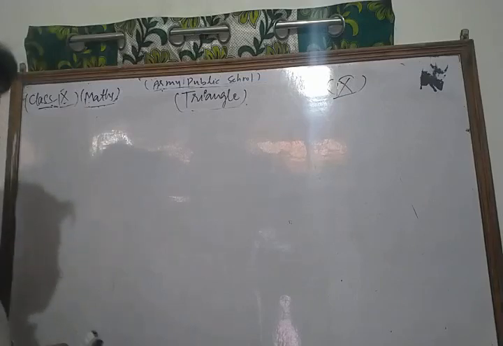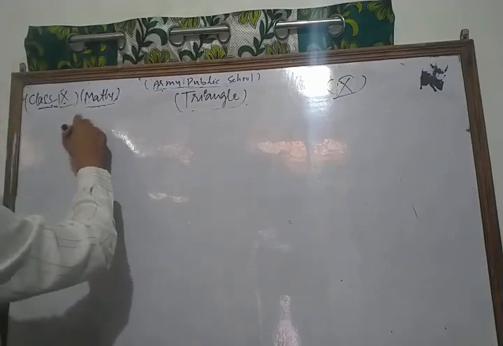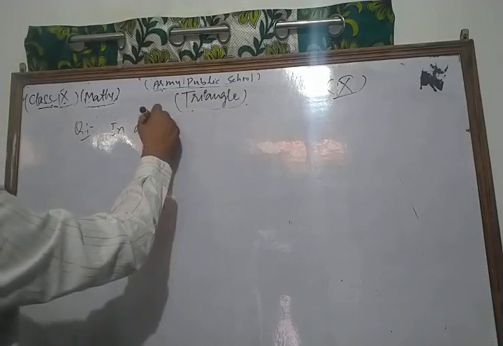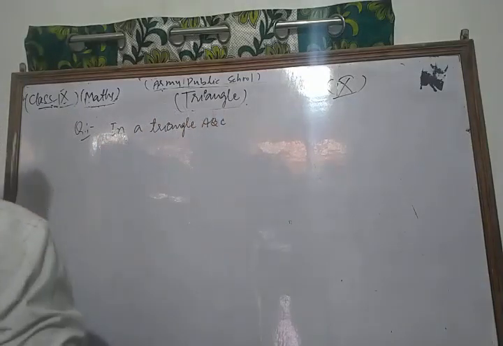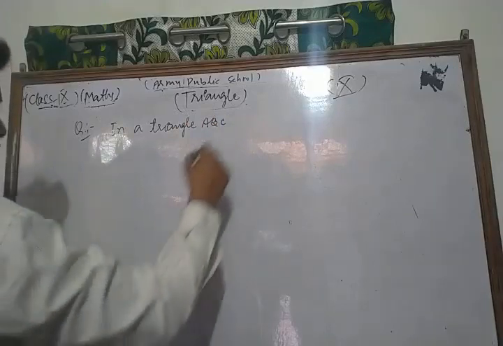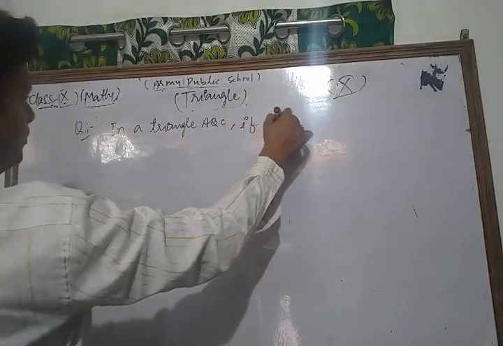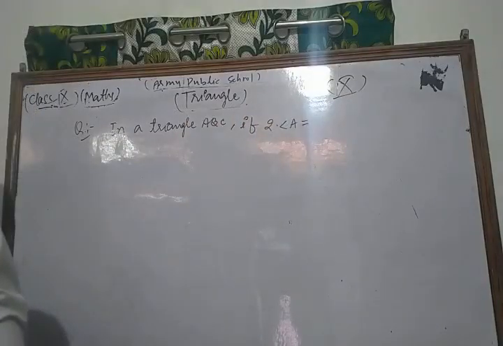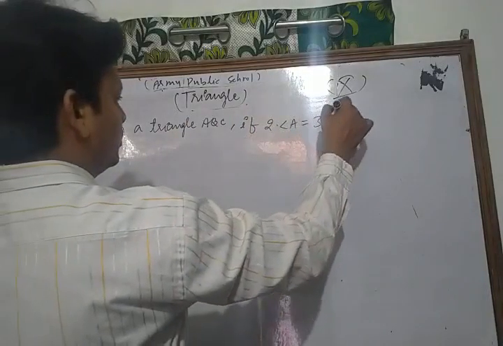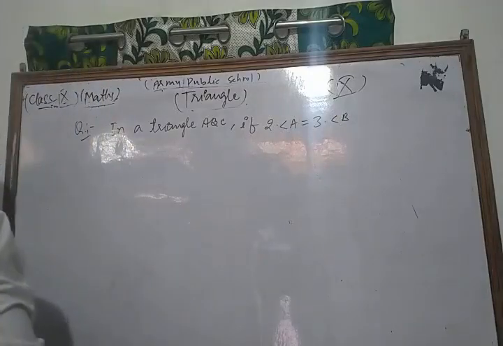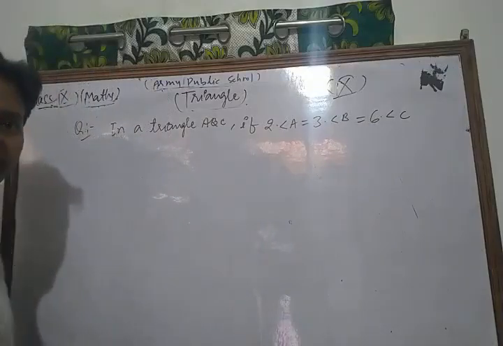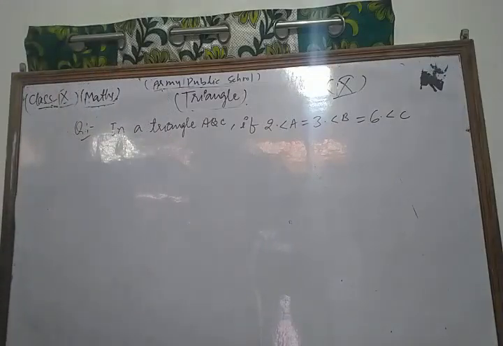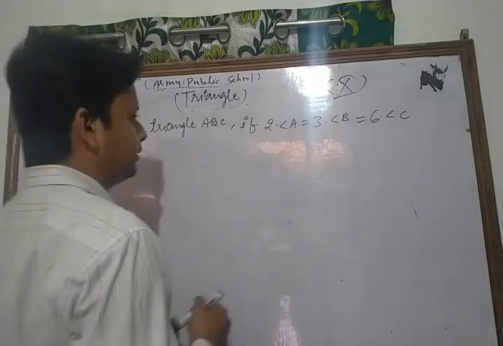In a triangle ABC, your question is: in a triangle ABC, if 2 times angle A is equal to 3 times angle B is equal to 6 times angle C. Okay, if 2 times angle A is equal to 3 times angle B is equal to 6 times angle C, find angle A, B and C.